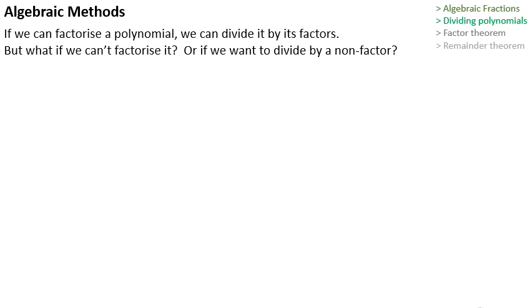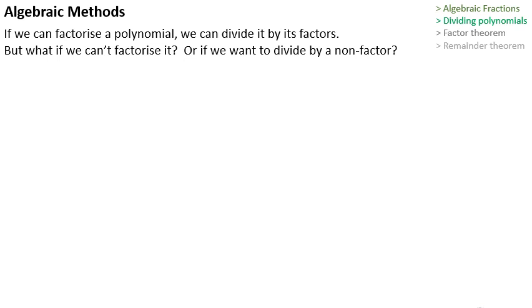We know that we can divide a factorized expression by any of its factors. If we have an algebraic fraction where the top and the bottom have both been fully factorized, we can identify common factors and divide top and bottom both by those common factors. But what if we can't factorize very easily? What if we're trying to divide a polynomial by something which it does divide by, but we don't know what its factors are? Or, as we're going to get to slightly later, what if we want to divide a polynomial by something that it doesn't exactly divide by?